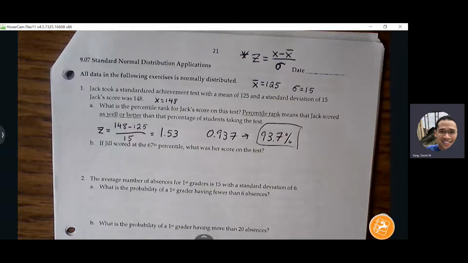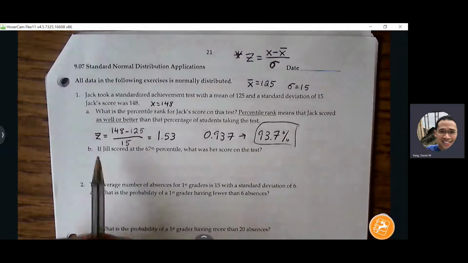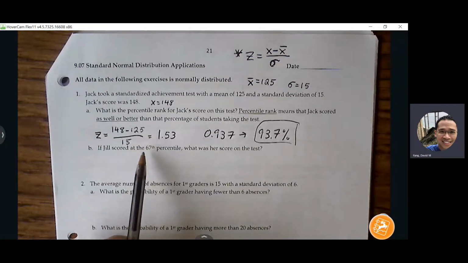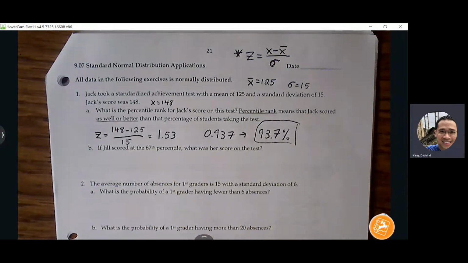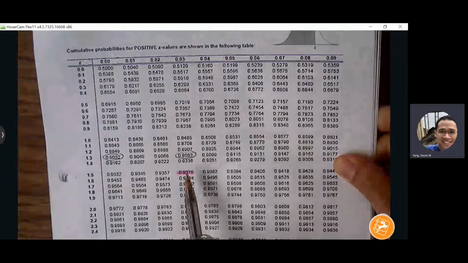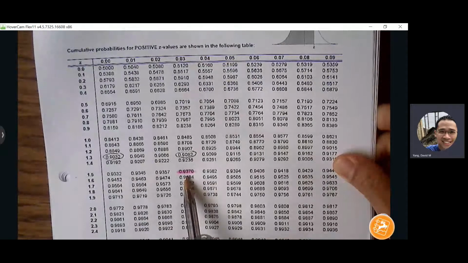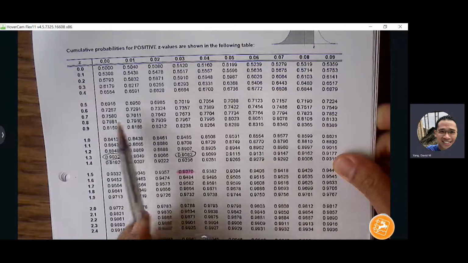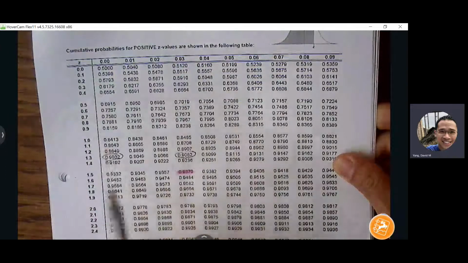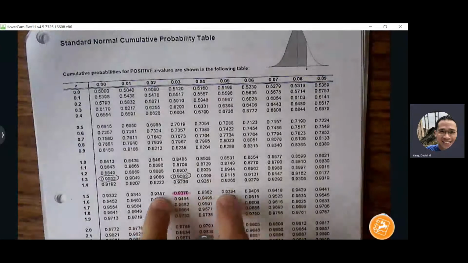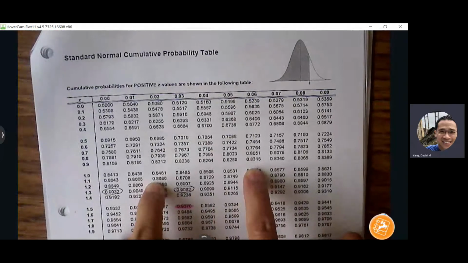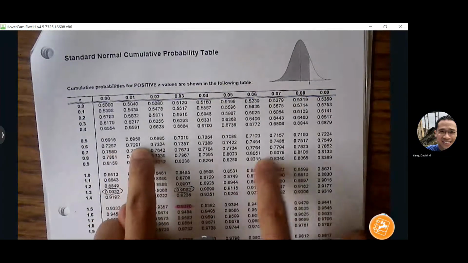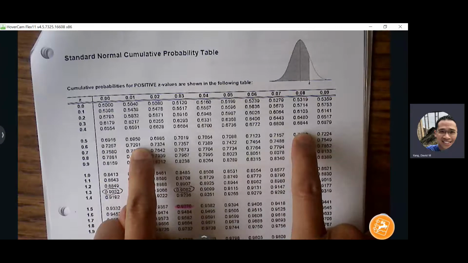Okay, so now imagine having to work backwards here. Now let's say Jill scored at the 67th percentile. Just like how we were able to find 93.7 here, let's find 67. And then from there, we can work backwards to the z-score. So for the 67th percentile, we'll try to find, as best we can, where that 67 could be. So look for 0.67.